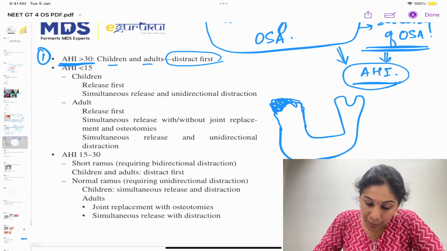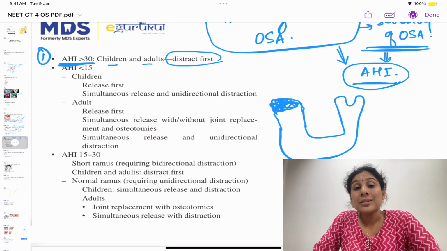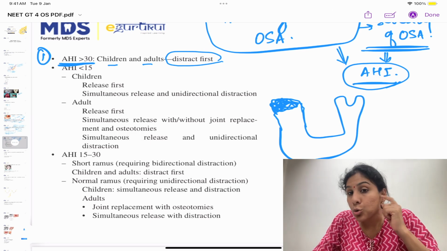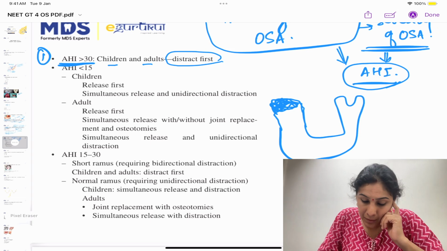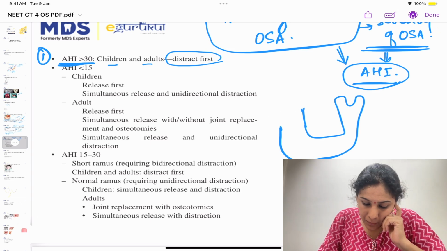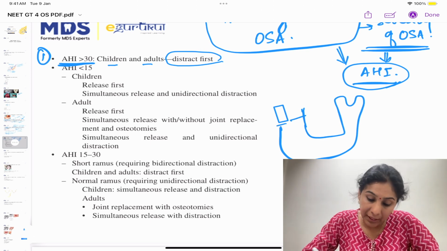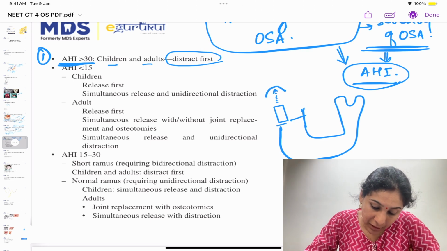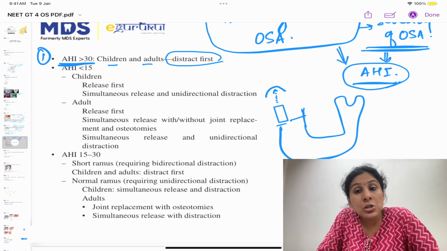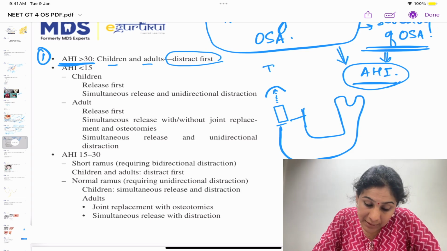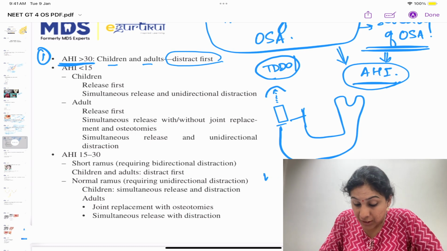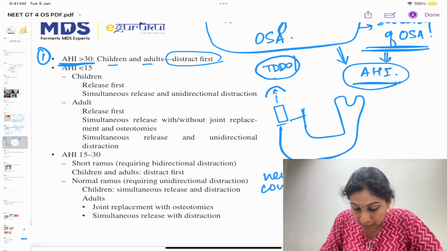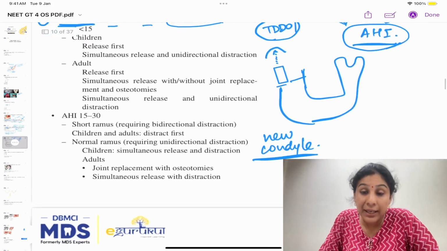This is the ankylosed part. Okay, so the distraction that we do to recreate a new condyle, this transport disc that we create and we distract upwards till we reach the glenoid fossa, this is also a distraction. Okay, this is known as TDDO, or transport disc distraction osteogenesis. This distraction we are doing to generate a new condyle.